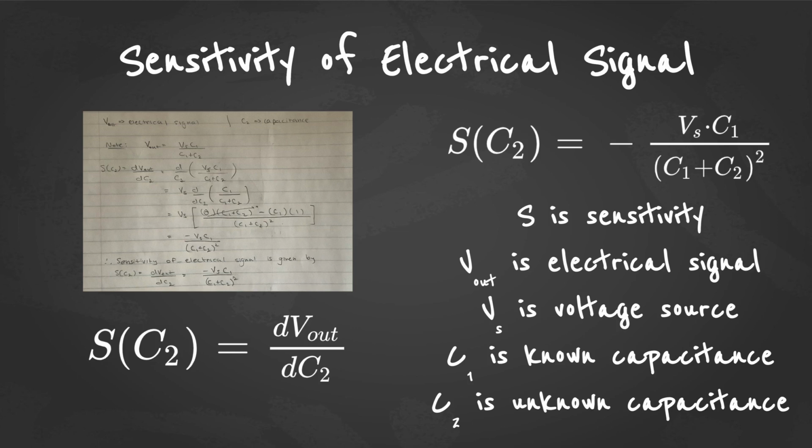And you can see we brought our calculations all the way down, and using our quotient rule, we can conclude that the sensitivity of the electrical signal is given by negative Vs times C1 over C1 plus C2 quantity squared, where S is our sensitivity, V out is our electrical signal, Vs is the voltage source in the circuit itself, C1 is our known capacitance, and C2 is our unknown capacitance.